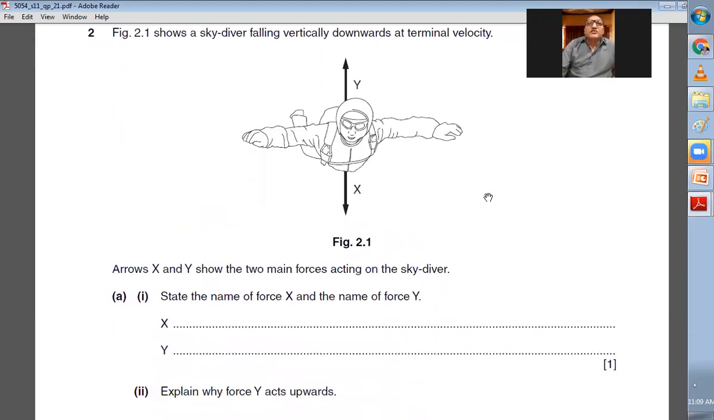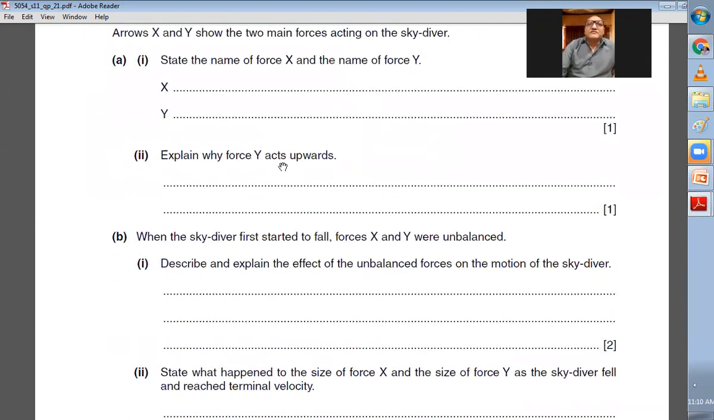Question number 2 is on your screen. Figure 2.1 shows the skydiver falling vertically downward at the terminal velocity. Arrows X and Y show two main forces acting on the skydiver. State the name of force X and the name of force Y. You see this X force, which is acting downward, is the weight of the skydiver, and this force Y, which is acting upward, is the air resistance. So X is the weight of the skydiver and Y is the air resistance acting on the skydiver.